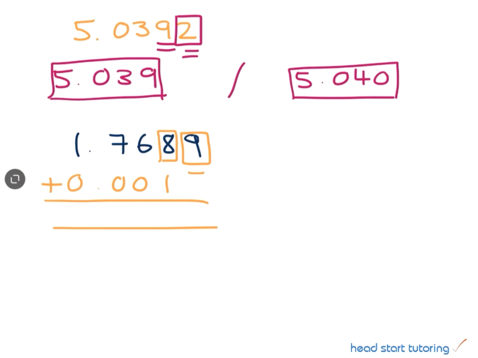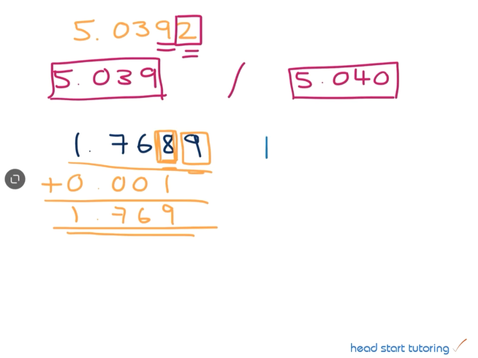And we end up with 8 plus 1 is 9. And then our 6, 7, and 1. Everything else stays the same. So rounding this number 1.7689 to the nearest thousandth will give us an answer of 1.769, because 1.7689 is closer to 1.769 than it is to 1.768.